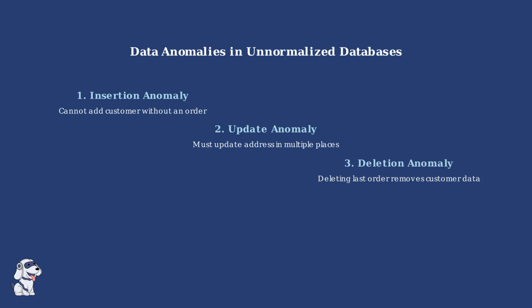Third, deletion anomalies occur when removing data unintentionally eliminates other important information. If you delete a customer's only order, you also lose all their contact information. Database normalization solves these problems by organizing data into separate, related tables that eliminate redundancy while maintaining data relationships.